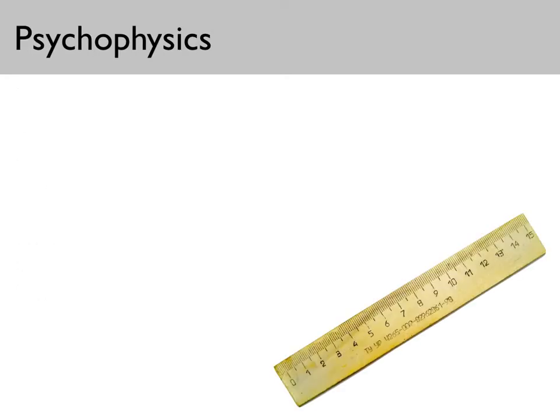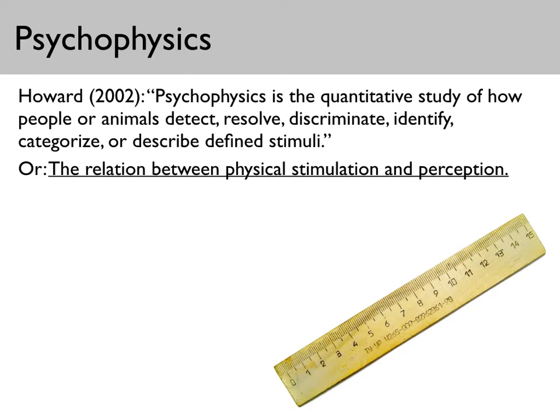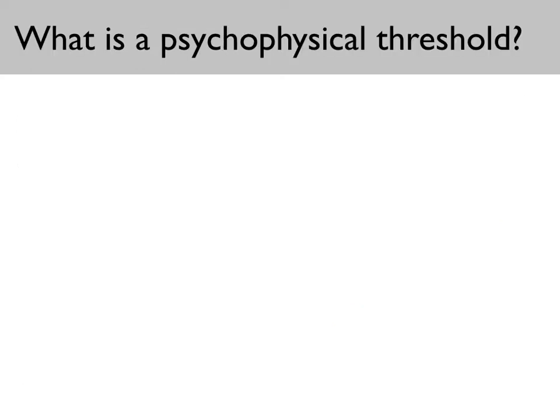First, what is psychophysics? I have an official definition. Psychophysics is the quantitative study of how people or animals detect, resolve, discriminate, identify, categorize, or describe defined stimuli. To put this in simple words, psychophysics is about the relation between physical stimulation and perception. At the center of psychophysics is the psychophysical threshold. What is it? To put it simply, it is about noticing things. For example, when is something visible?